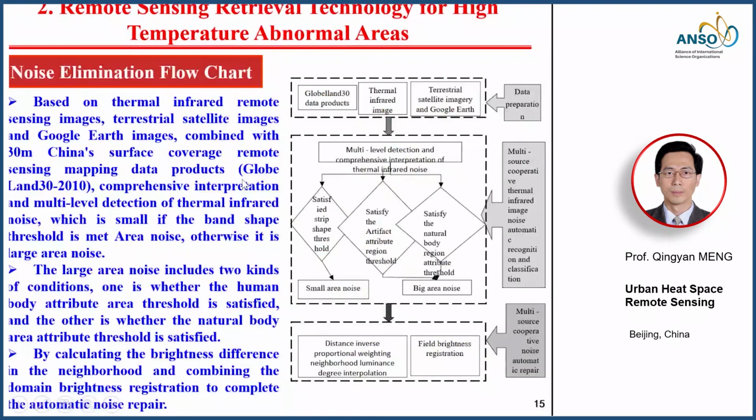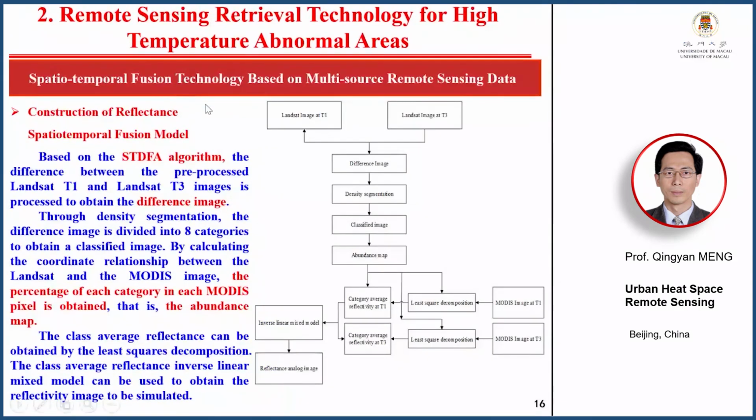Okay. First, I have introduced to you that we want to retrieve the high temperature abnormal area. So we should retrieve the background. We use MODIS or Landsat and so on, and try to eliminate the noise. These are some procedures. We try to retrieve the background area, and then we can get the abnormal high temperature area.